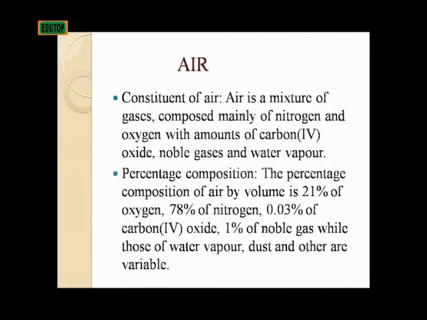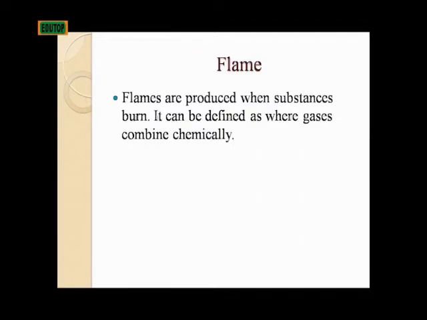Air. Constituent of air. Air is a mixture of gases composed mainly of nitrogen and oxygen with amounts of carbon dioxide, noble gases, and water vapor. Percentage composition. The percentage composition of air by volume is 21% of oxygen, 78% of nitrogen, 0.03% of carbon dioxide, 1% of noble gas, while those of water, dust, and others are variable. Flame. Flames are produced when substances burn. It can be defined as where gases combine chemically.